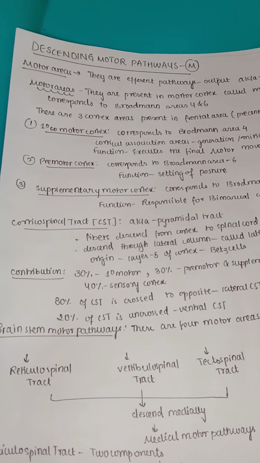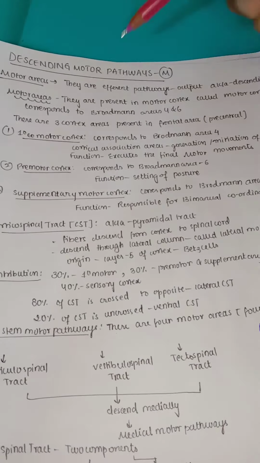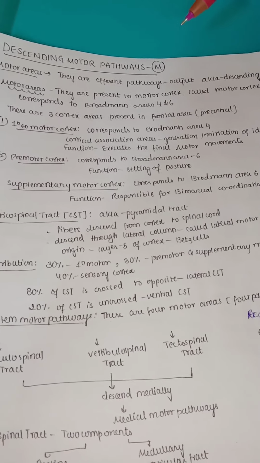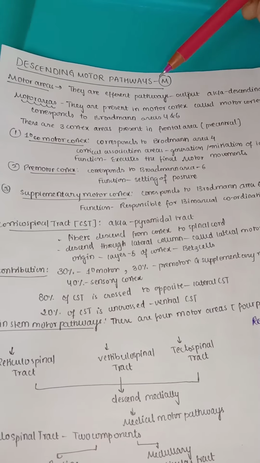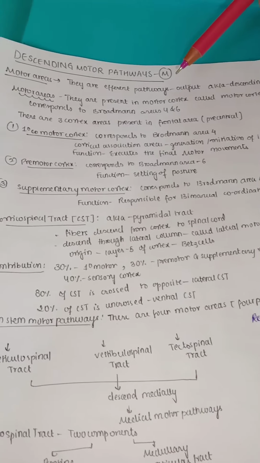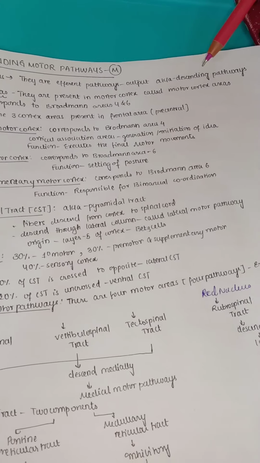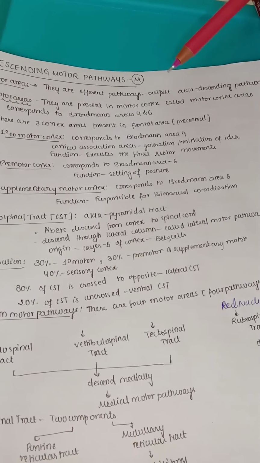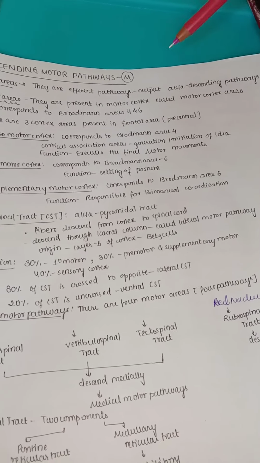First we are going to start with descending motor pathways. The main motor pathways are mainly efferent pathways, which carry information from the brain towards the spinal cord, moving from the cortex to the spinal cord. Hence these pathways are also called corticospinal pathways, and they mainly come from the motor areas present in our cortex. They are called descending pathways because they go from upward to downward. Before, we saw the sensory pathways, which go from the spinal cord to the brain. Those are ascending pathways, and these are the descending pathways.